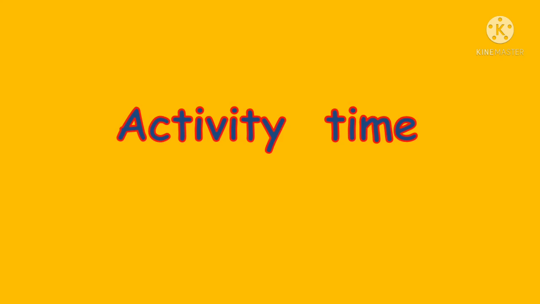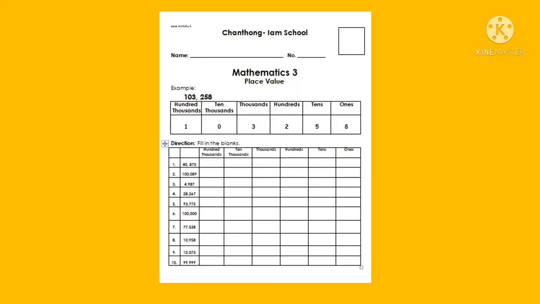I have prepared a worksheet for this lesson. Now in this lesson, we are going to write the place values of each number. For example, above we have 103,258. Write the place values on the space provided.